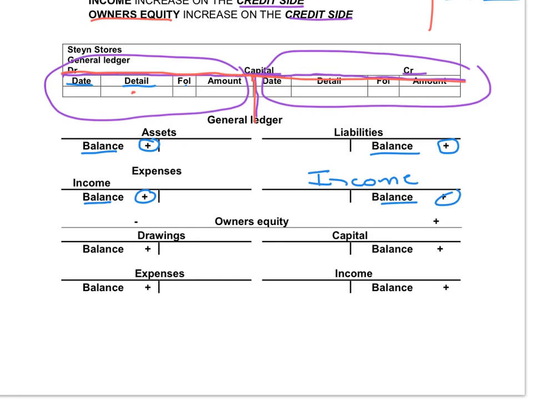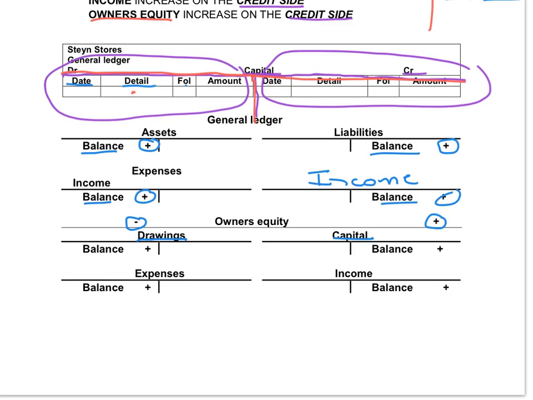Owner's equity is the interest of the owner in the business, or the amount of money that the business owes the owner. That will increase on the credit side and decrease on the debit side. We open two accounts for the owner. The one account is capital and the other account is drawings.